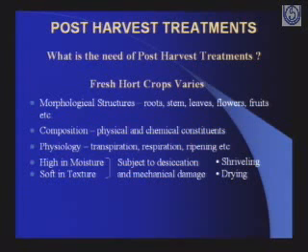These fruit and vegetables differ in morphological structures, maybe roots, stems, leaves, flowers, fruits, etc., because different parts are edible. They also differ in composition, that is physical and chemical components in terms of carbohydrate, protein and other minerals, vitamins. Then physiology, such as transpiration, respiration and ripening, differs with the type of fruit and vegetable. Fruit and vegetables which are high in moisture and soft in texture are subject to desiccation, drying, mechanical damage and shriveling, which cause spoilage.